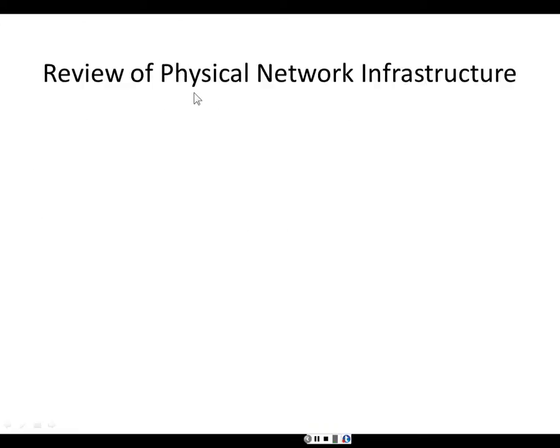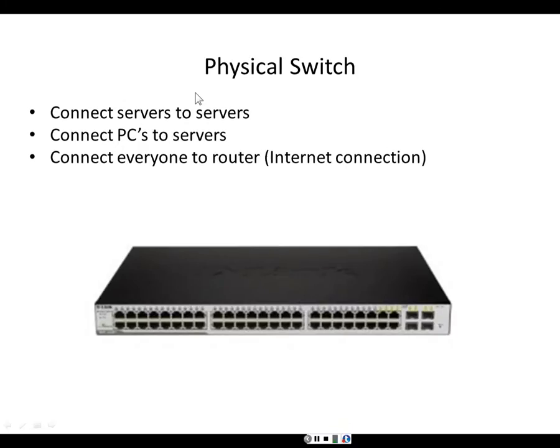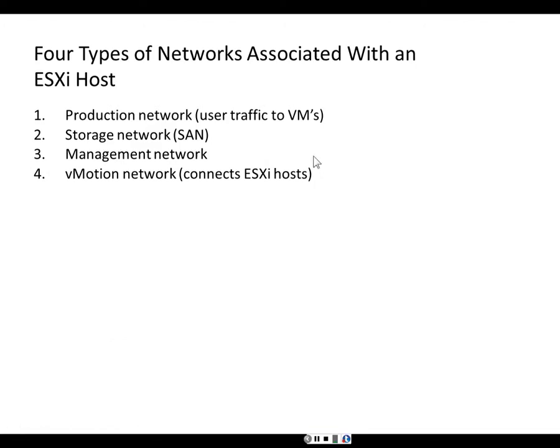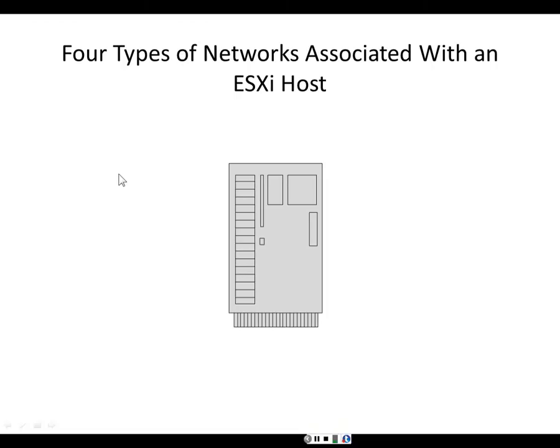Let's do a review of the physical network infrastructure. As you know, a physical switch is used to connect servers to servers, to connect PCs to servers, and connect everyone to the uplink, which goes to the router, which is our internet connection. There are four types of networks associated with an ESXi host: production, storage area network, management, and vMotion. Let's look at those four types of networks.